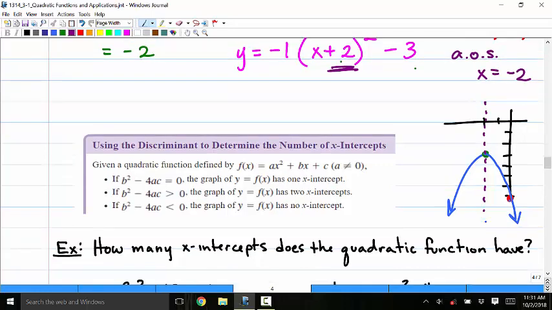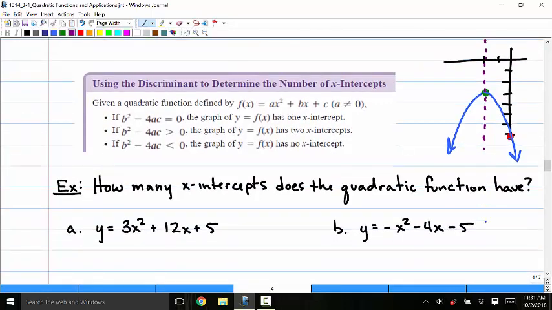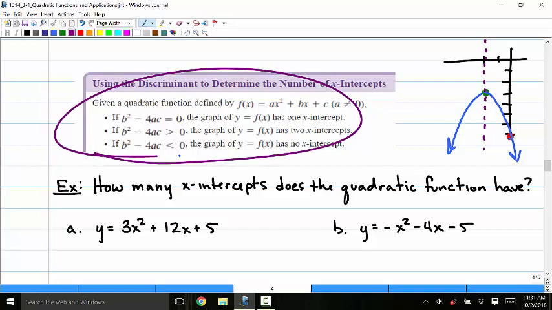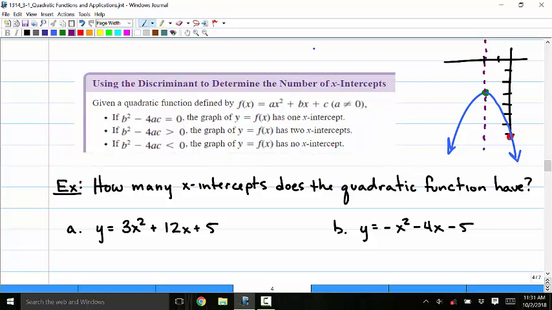Depending on where it opens at, the middle. It depends on where the vertex is and where it is in location to the x-axis, but we can do it this way. We use what's called the discriminant to determine the number of x-intercepts.